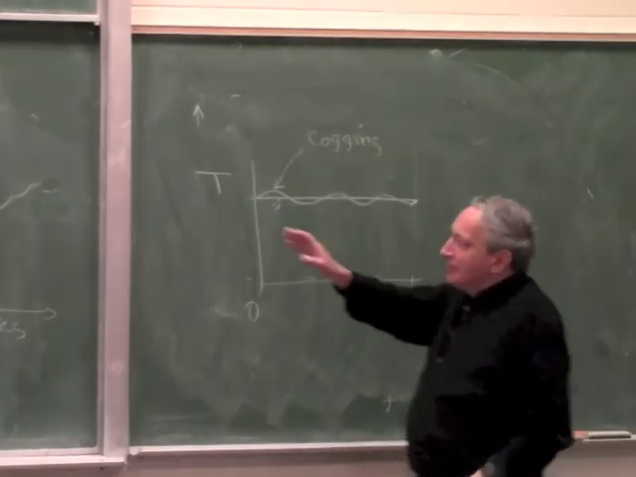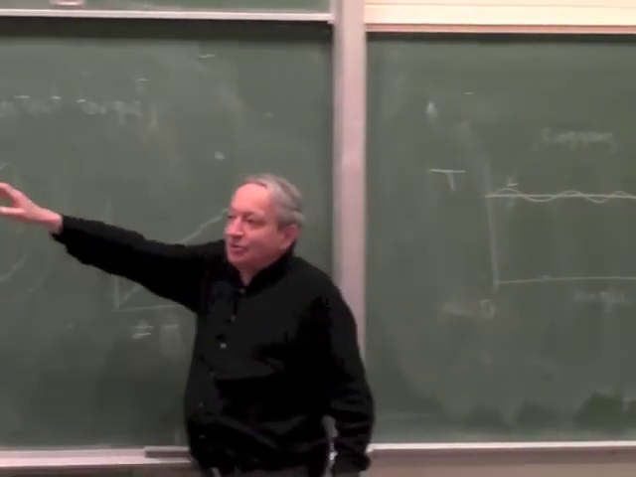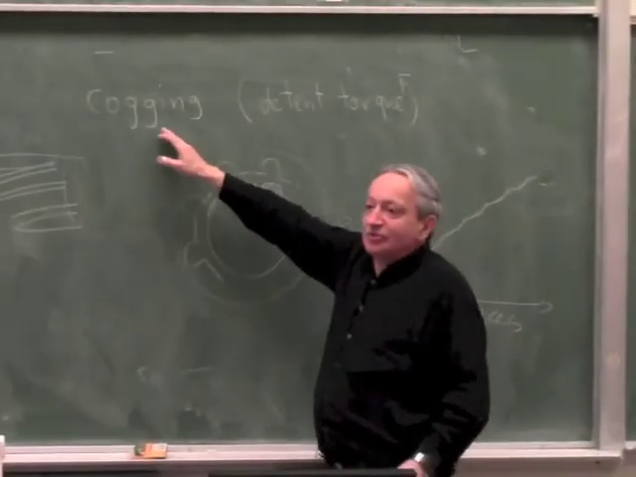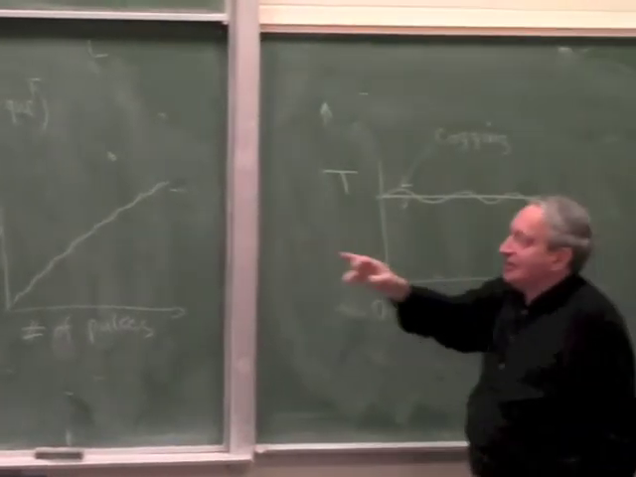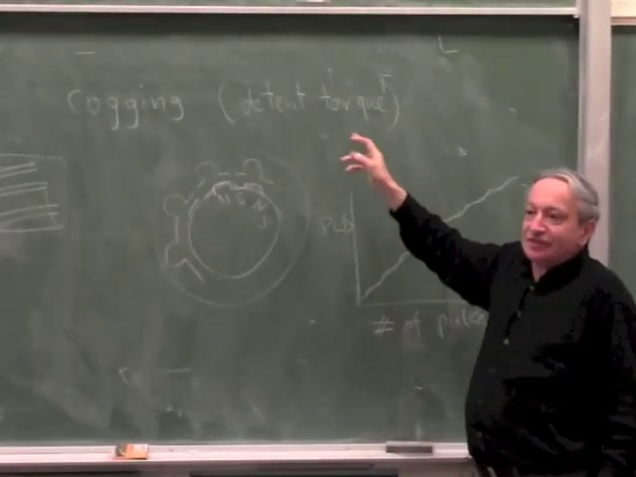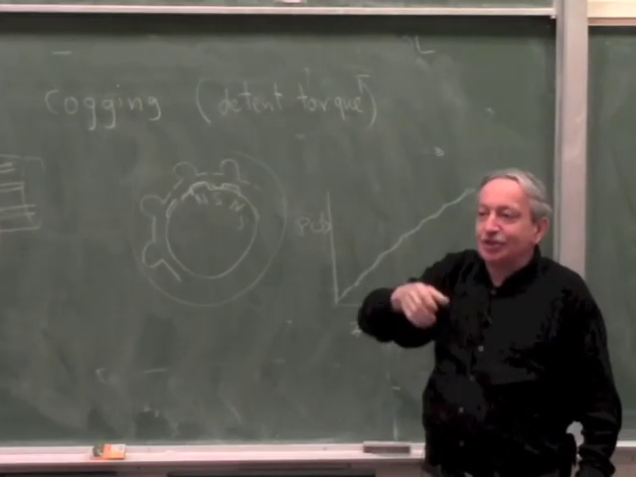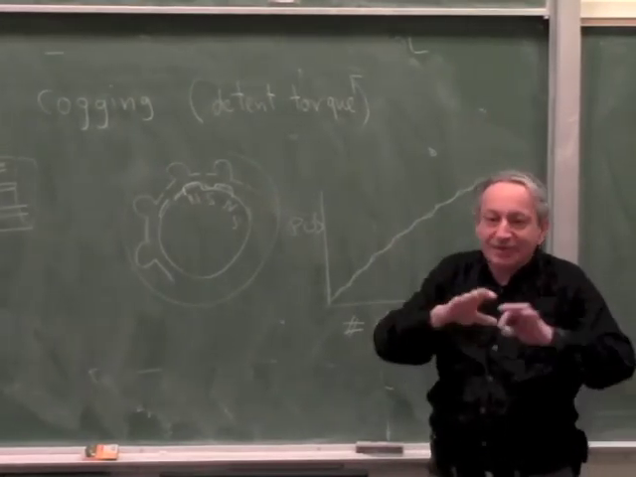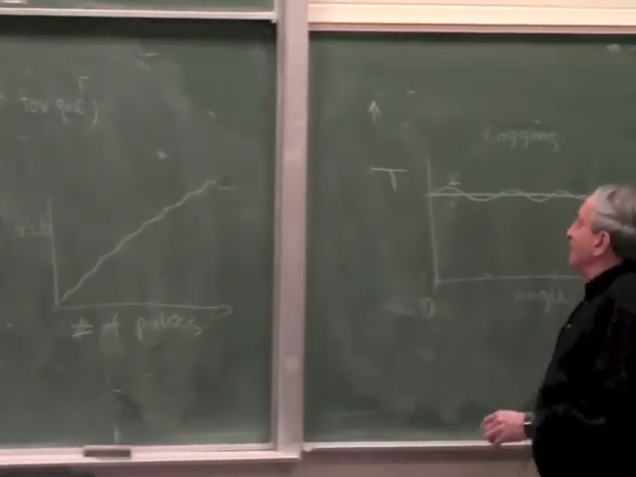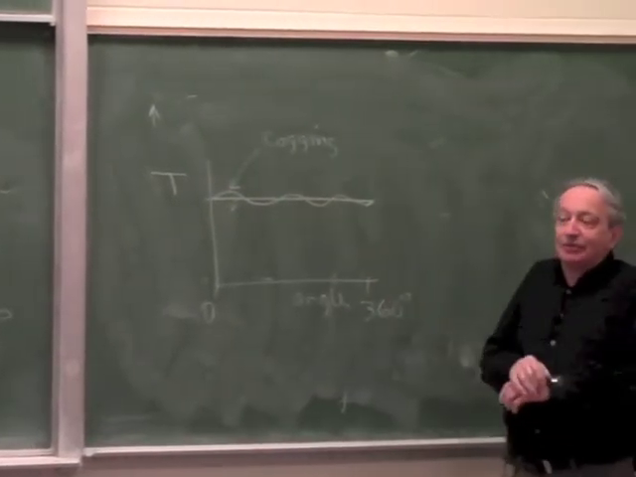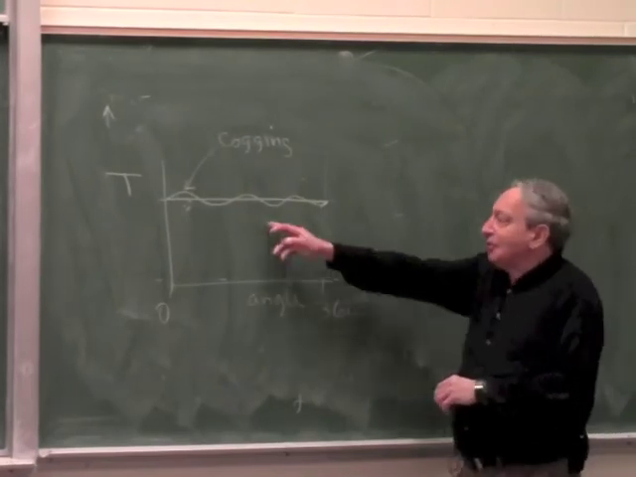Now, the two terms are not exactly the same. Usually, cogging refers to this torque variation under power, and detent torque usually refers to the natural detent action, even if there's no power. But to make things simple, we'll use them interchangeably. Now, why is that bad? Why do we care, actually? This appears in all motors, by the way.